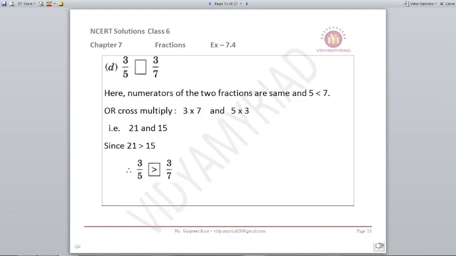3 upon 5 or 3 upon 7. Now in this case, cross multiply. So 3 into 7 is 21. 5 into 3 is 15. 21 is bigger than 15. So therefore 3 upon 5 is greater than 3 upon 7.